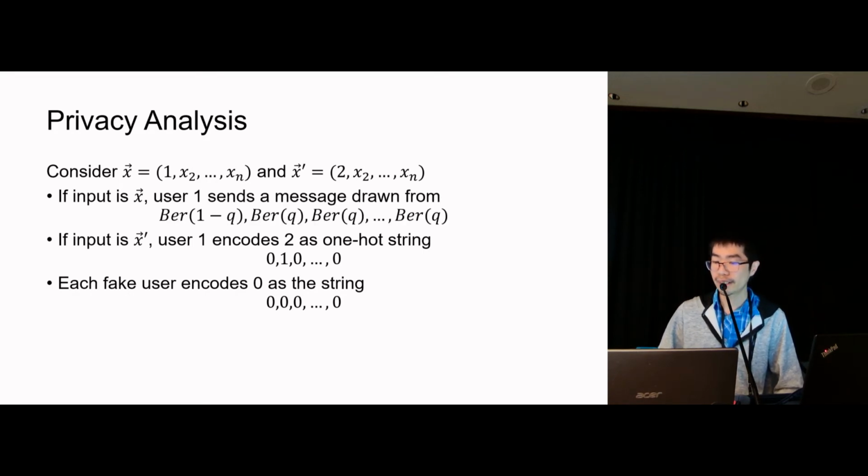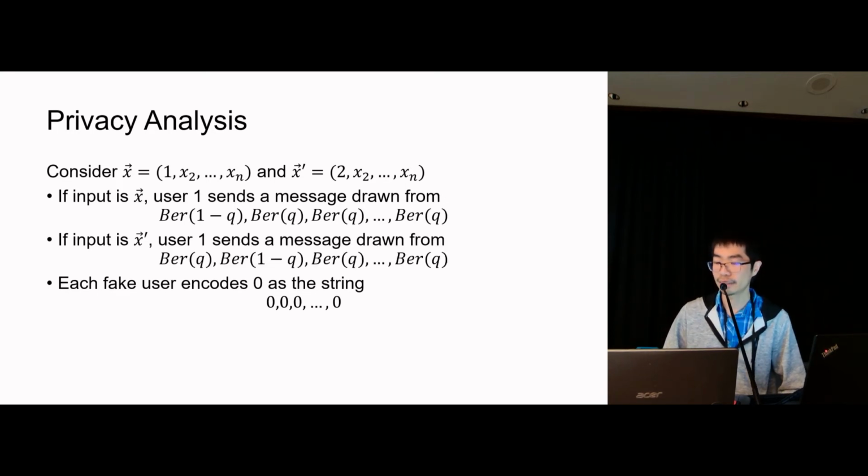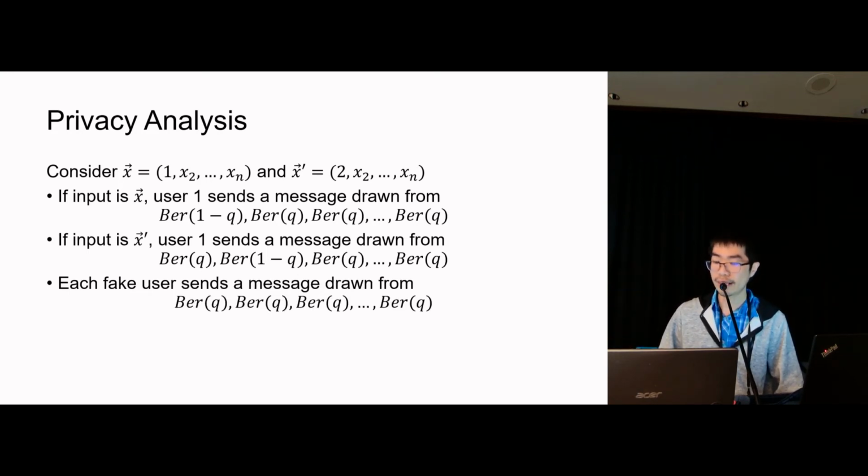So what happens? Well, the 1 gets mapped to Bernoulli 1 minus q, and zeros get mapped to Bernoulli q. So this is what the first user sends. It's a long string that's randomized. And in the other case, user 1 sends a different randomization. We just shift the bias position. And in both cases, the fake user sends a message from the product distribution, Bernoulli q. So these are messages sent by each user.